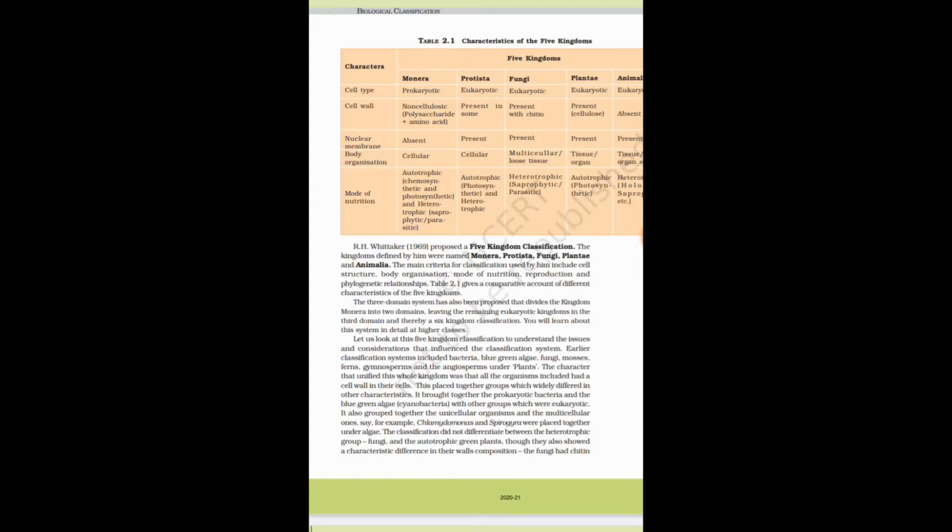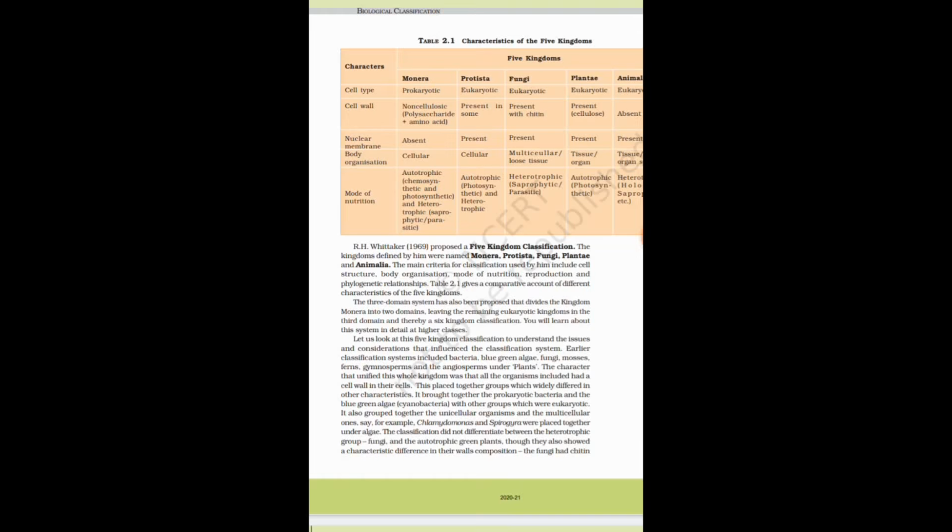Earlier classification systems included bacteria, blue-green algae, fungi, mosses, ferns, gymnosperms, and angiosperms under plants. The character that unified the whole kingdom was that all the organisms included had a cell wall in their cells. These placed together groups which were widely differentiated in other characteristics. It brought together the prokaryotic bacteria and the blue-green algae, cyanobacteria, with other groups which were eukaryotic. It also grouped together the unicellular organisms and the multicellular ones.